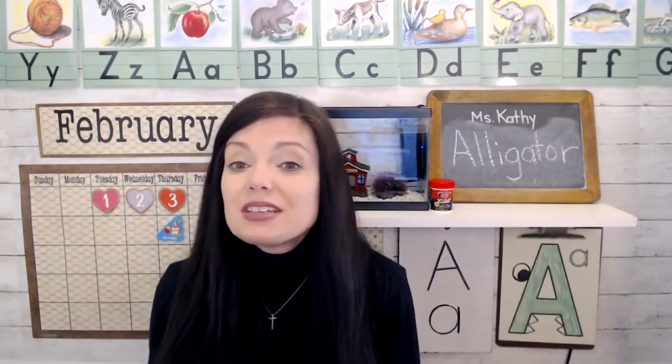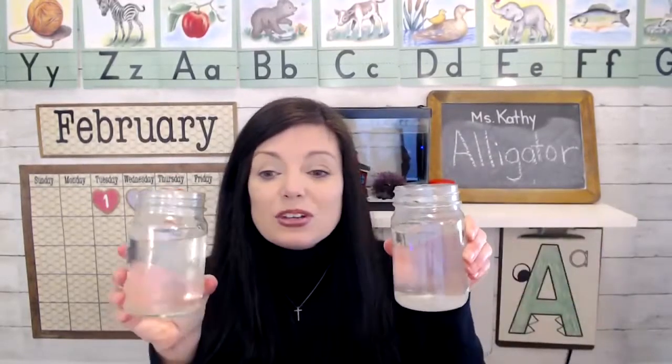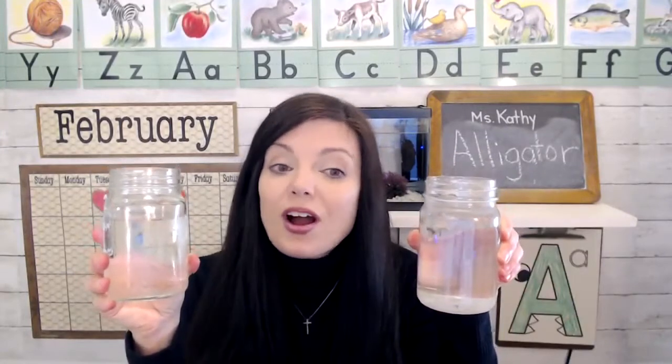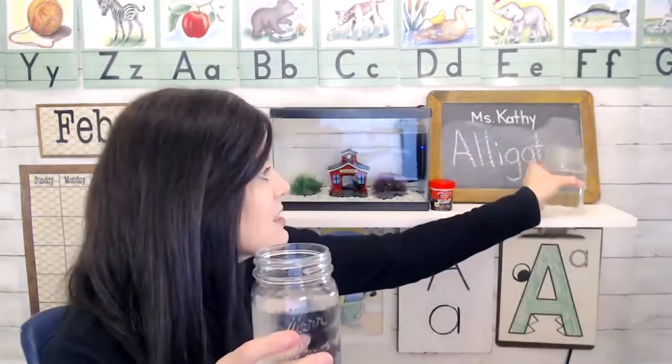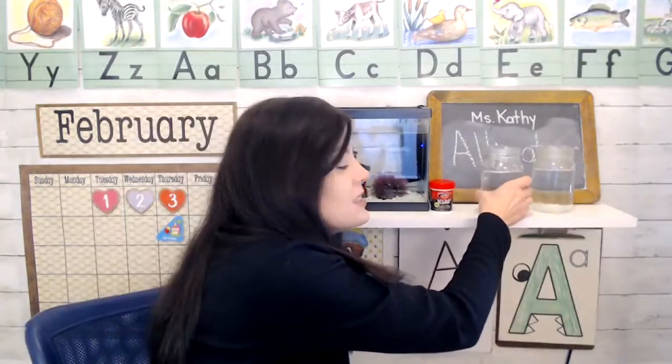So you can talk about the differences in freshwater and saltwater. Alligators live in freshwater and crocodiles live in saltwater. So here I have two jars, and when you look at them, it just looks like two jars of water, right? Well, they are two jars of water, but one is fresh water and one is salt water. And I'm going to show you that there's a difference, even though they look the same.